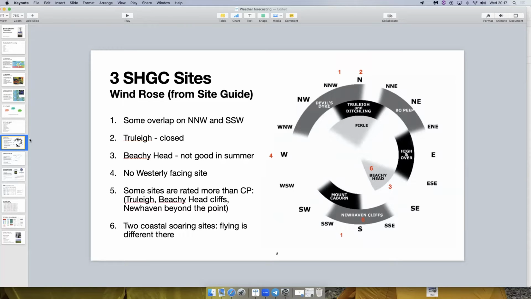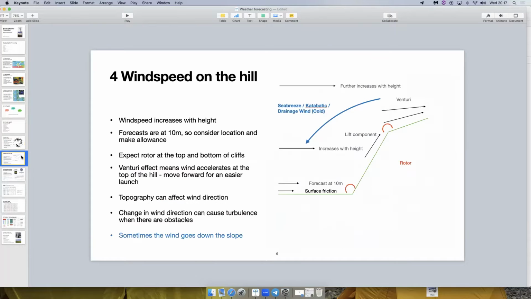Before we push on, I'm going to pause and just see if there are any questions at this stage. Anybody? Happy so far? Okay, let's look at what happens to the wind on the hill. Again, if there's anything here you don't understand, stop me and we'll go through it again more slowly.